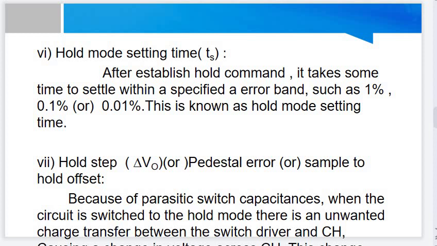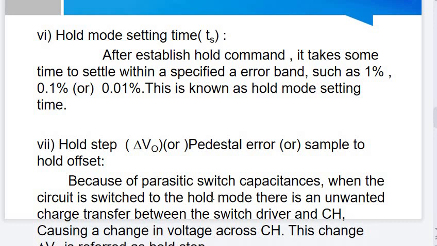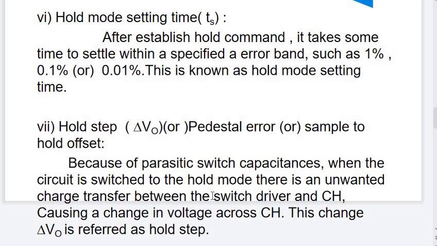Hold step delta V0, or the pedestal error, or sample to hold offset. Because of parasitic switch capacitance, when the circuit is switched to the hold mode, there is an unwanted charge transfer between the switch driver and the capacitance, causing a change in voltage across the capacitance. This change delta V0 is referred to as hold step.